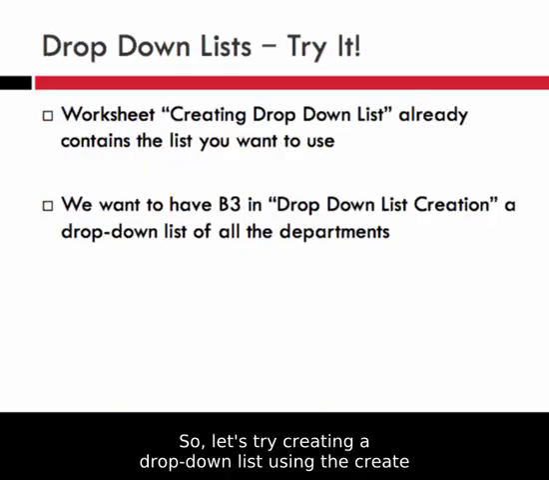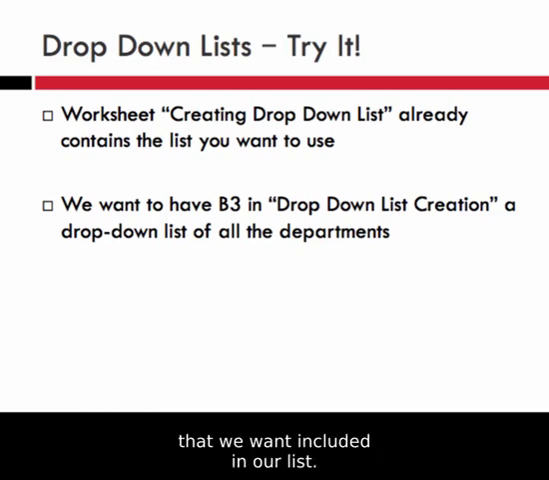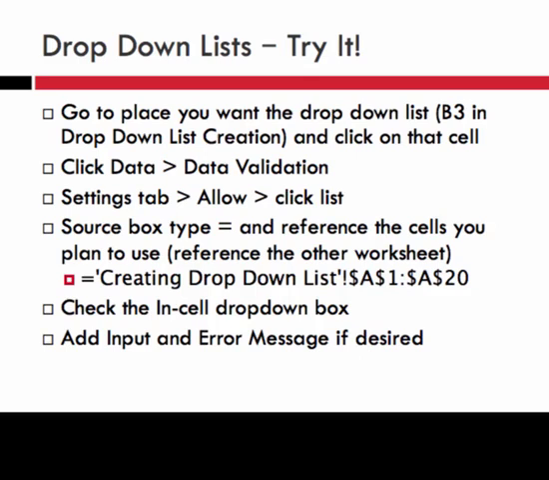So let's try creating a drop-down list that contains a list of the departments that we want included in our list. We want to put it in cell B3 in the drop-down list creation worksheet. Go to where we want the drop-down list. This would be cell B3 in the drop-down list creation worksheet, and click on that cell.